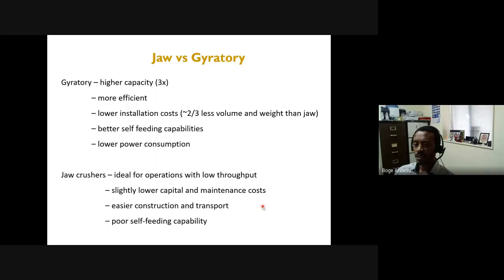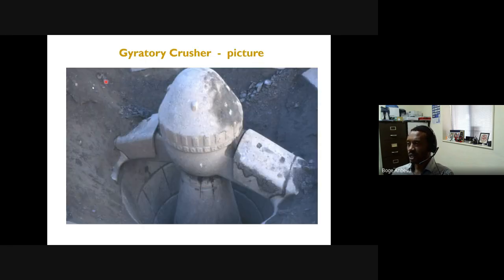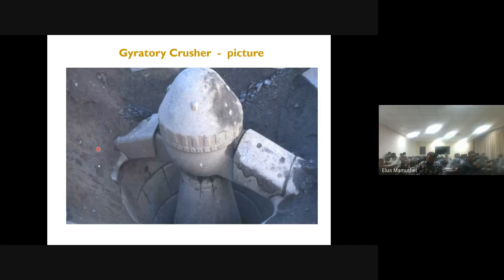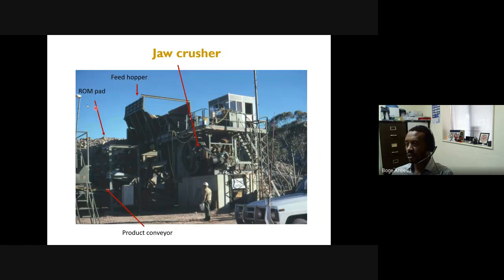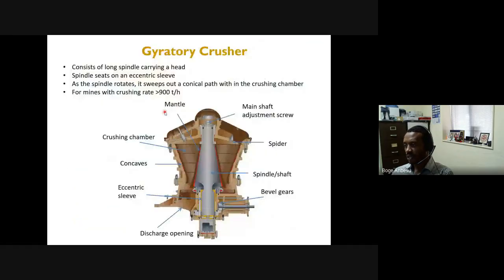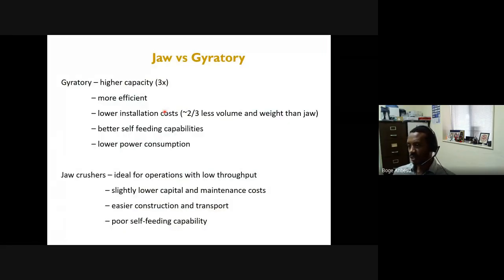So what are the main differences between a gyratory and jaw crusher? As I said, gyratory crushers have higher capacity and they're more efficient in crushing, and usually they don't cost a lot to install. The other good point about gyratory is that you can bury it in the ground. Okay, so you can actually bury this in the ground, which means you can feed them very easily. So they have very good feeding capabilities. But if you look at a jaw crusher, as you can see here, feeding the material to a jaw crusher is not straightforward. So gyratory crushers have better feeding capabilities as well and lower power consumption in general.